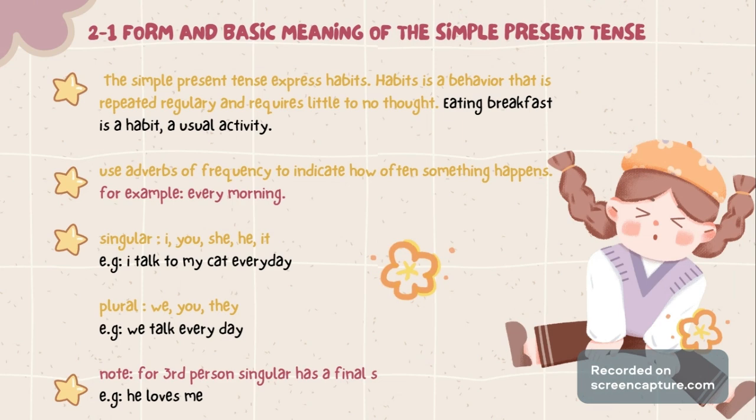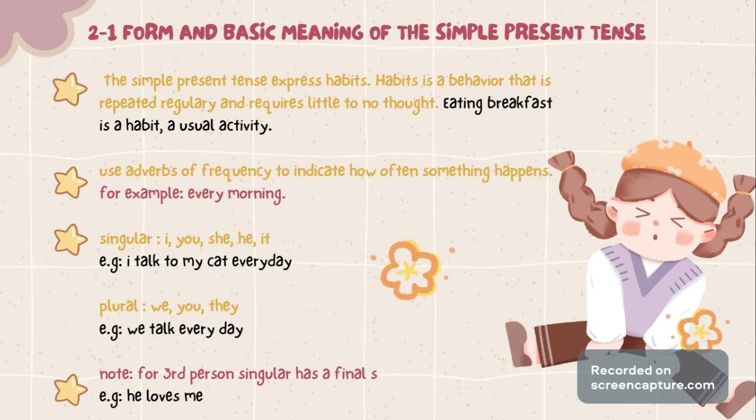And for the singular, we have I, you, she, he, it. Example, I talk to my cat every day. And for the plural, we have we, you, they. Example, we talk every day. So the difference is only the subject, plural and singular.